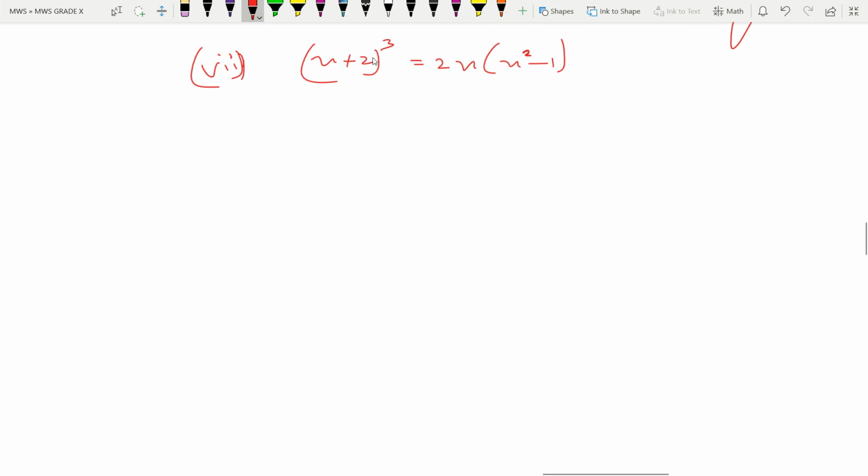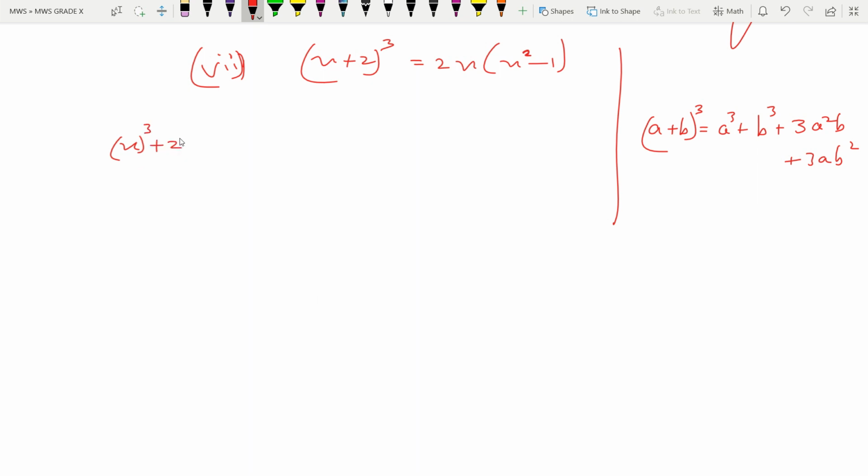Now (a plus b) whole cube. If you remember, the identity is (a plus b) whole cube equals a cube plus b cube plus 3a square b plus 3ab square. So the same identity we are going to apply here: a cube plus b cube plus 3a square b plus 3ab square.